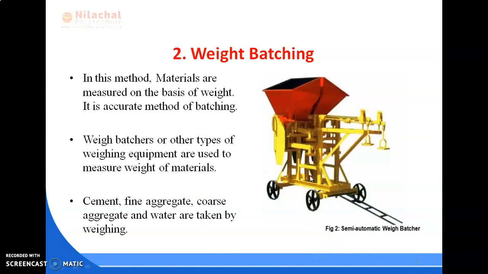Next is weight batching or weigh batching. It is the correct method of measuring the materials, and in this method materials are measured on the basis of weight. It is the accurate method. Weigh batchers or other types of weighing equipment are used to measure the weight of materials like cement, fine aggregate, coarse aggregate, and water is also taken by weighing. This batching gives accuracy, flexibility and simplicity. Different types of weigh batchers are available, and depending upon the nature of the job, a particular type of weigh batcher can be used.